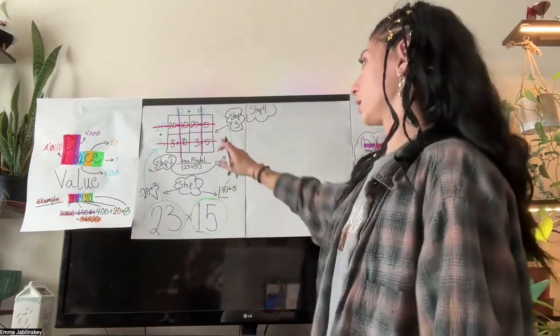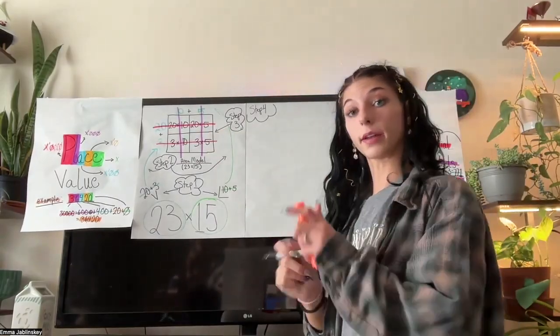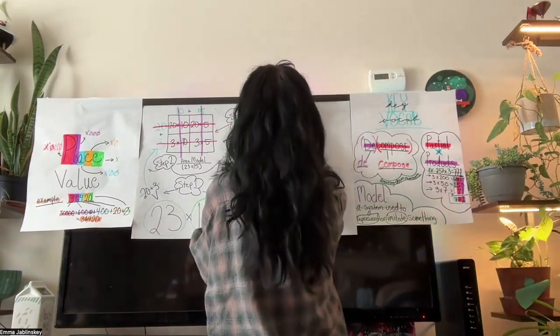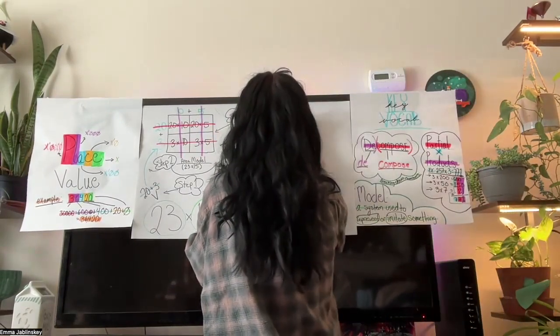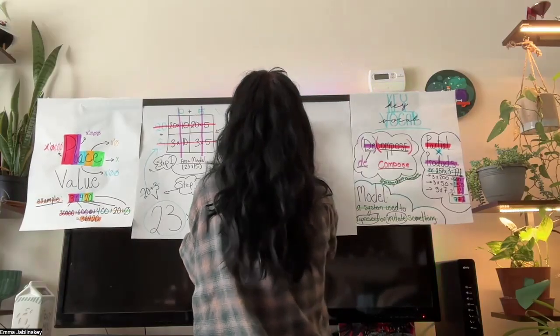Step 4, we're going to take each of these equations and we're going to multiply them. And then we're going to add them all together at the end. And that'll give us our answer. So we'll start with 20 times 10. We'll set it up like this.